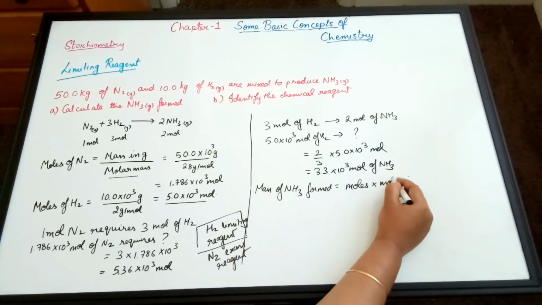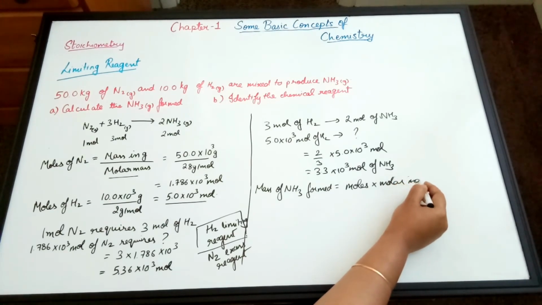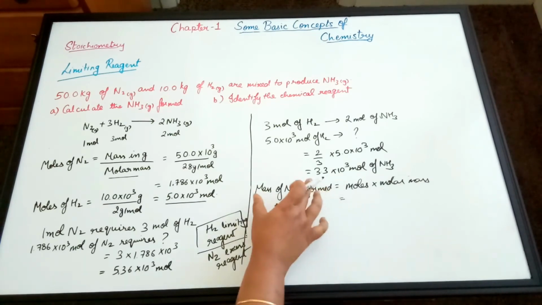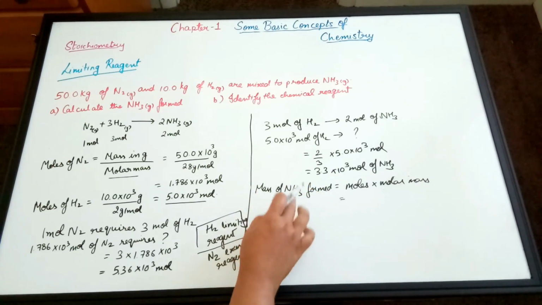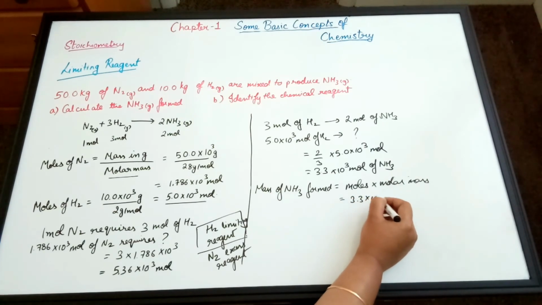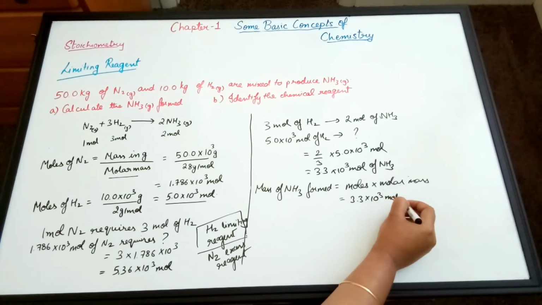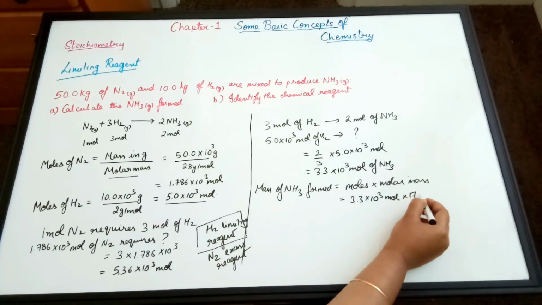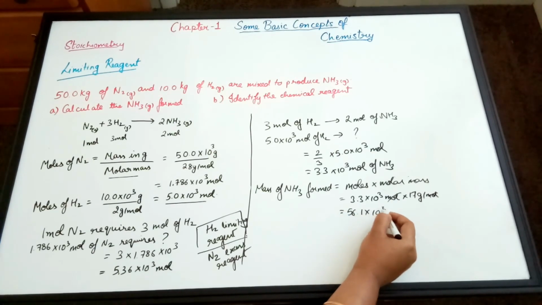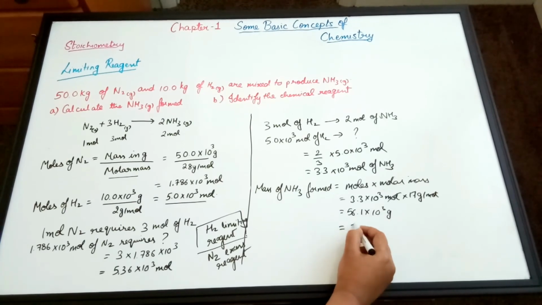Usually the number of moles is given by mass by molar mass; we're simply shifting it here. So 3.3 into 10 to the power 3 moles into 17 grams per mole. The moles get cancelled, leaving grams. So 56.1 into 10 to the power 3 grams, which is also equal to 56.1 kilograms.